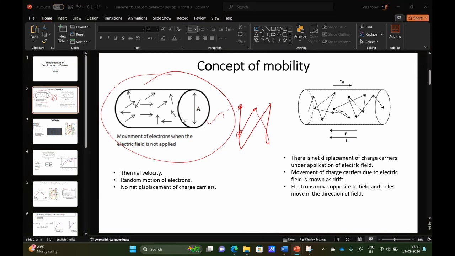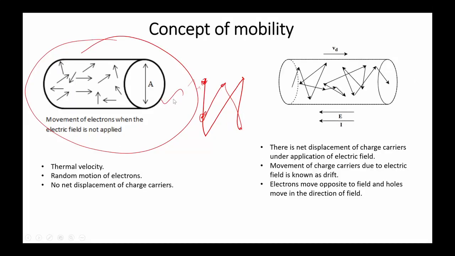So let's take a cross sectional area of this one cross section. The electrons coming in this direction and going in this direction at any point of time are equal when we do not apply an electric field.